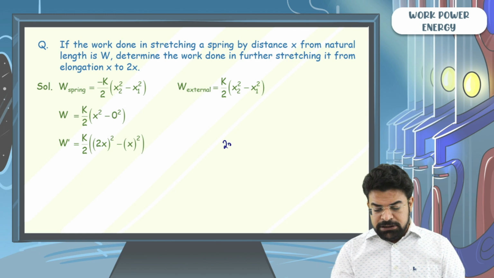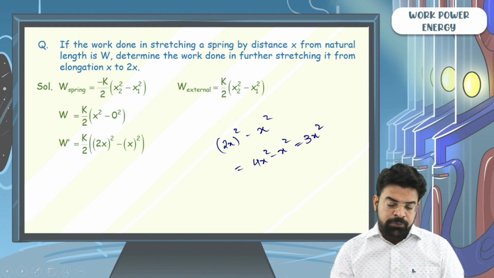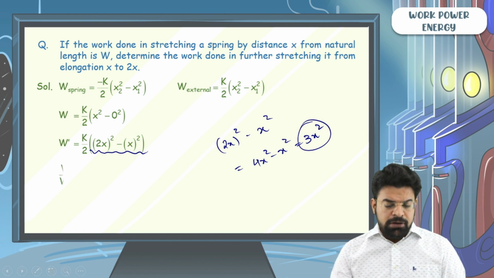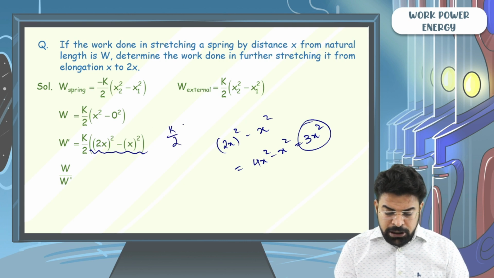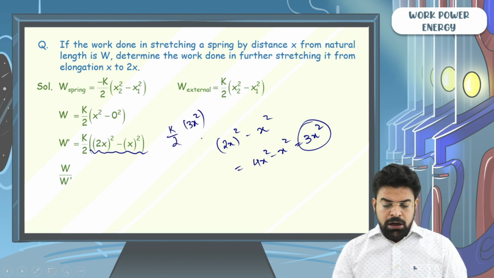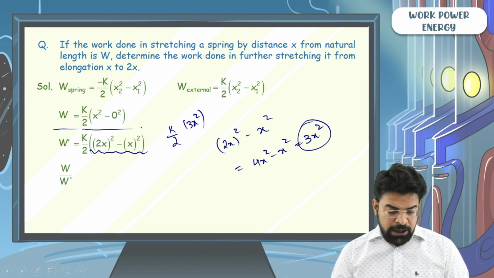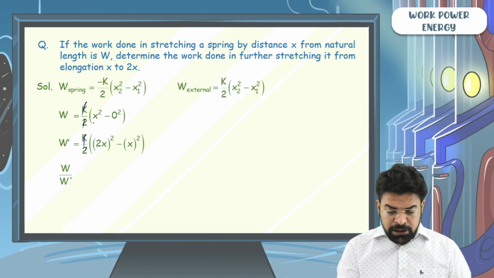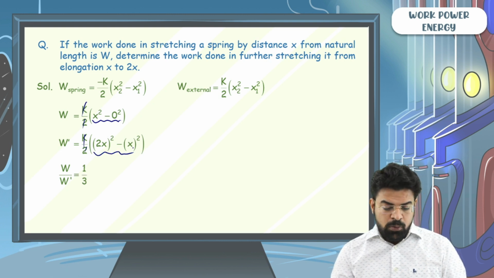Now 2x square minus x square gives you what? 4x square minus x square, that equals 3x square. So in place of the whole numerator, just substitute 3x square. So you will get W dash equals k by 2 into 3x square. Now dividing the equations, you will get W upon W dash. This k by 2 gets cancelled. In the numerator you will have x square, in the denominator you will have 3x square. So you get 1 by 3.